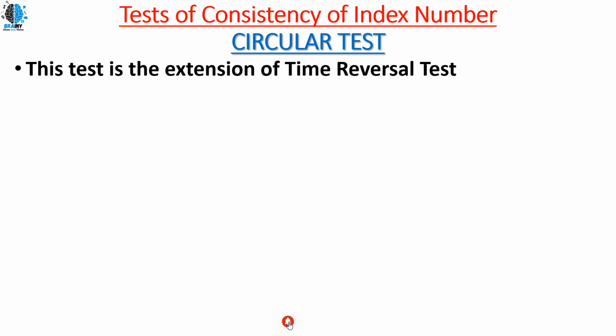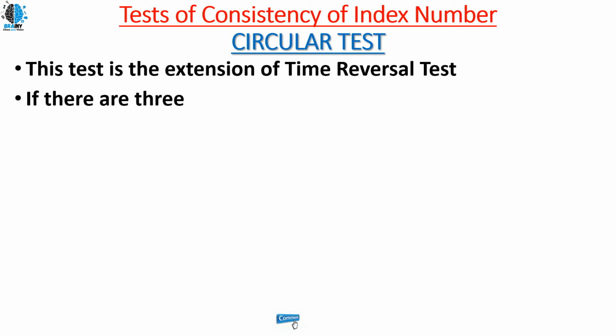So we have the circular test. By the name itself, the test is in a cyclic way. This test is an extension of time reversal test. In time reversal, we had only the current year and base year, so here in time reversal we have year 0 and year 1. Now in circular test, we will have another year. Okay, so let's see this.